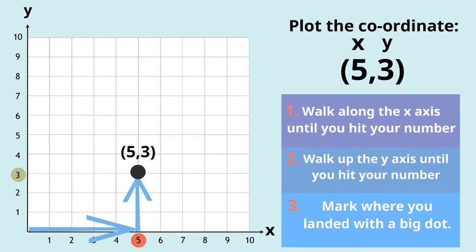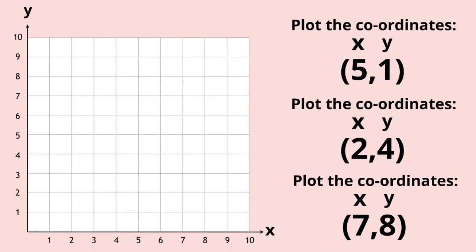So here's what you should have got. We walk along the x-axis until we hit our x number, which is 5. Then we walk up the y-axis until we hit our y-coordinate, which is 3, and we mark where we landed. That's the point (5, 3). Now that you understand that, can you plot these 3 coordinates on the first quadrant? Pause the video and plot all 3 coordinates.